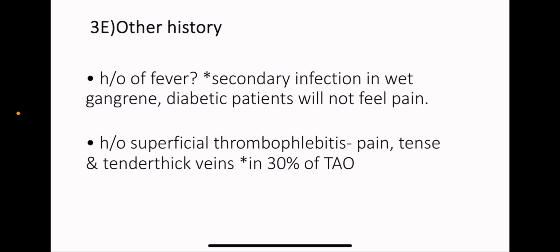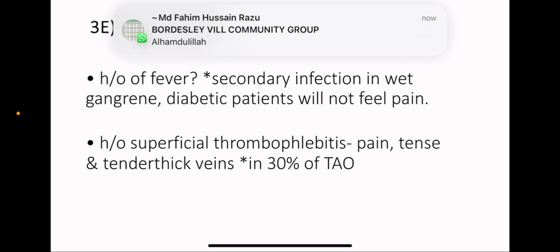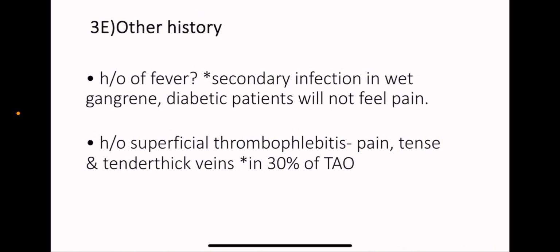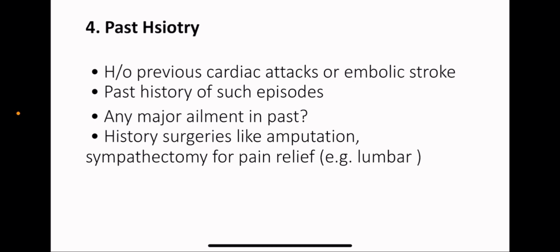After that, you ask for other history. Ask about fever. It could be secondary to infection in wet gangrene. And also remember, most of the patients with diabetic septic foot will not feel the pain because of the neuropathy, so they won't feel anything. History of superficial thrombophlebitis. Ask for any pain or tense and tender thick veins. Usually 30% of the patients with thromboangiitis obliterans, Buerger disease, will present with pain and tense, tender, thick veins.